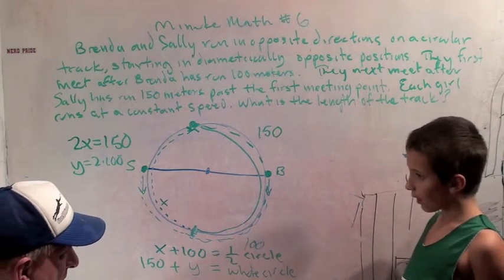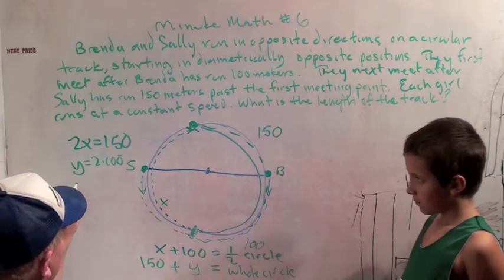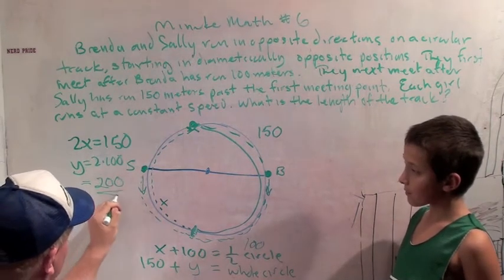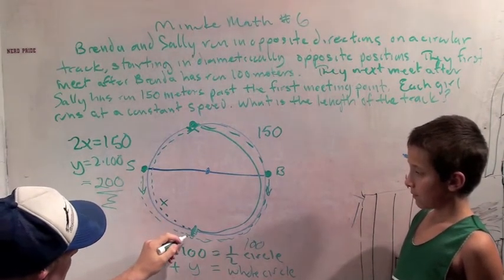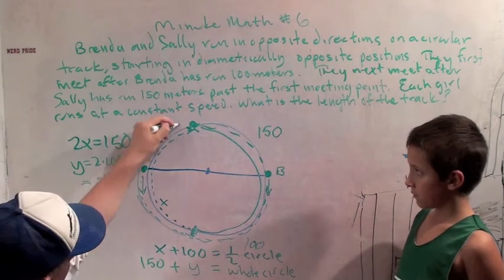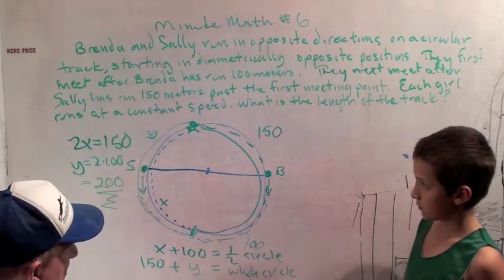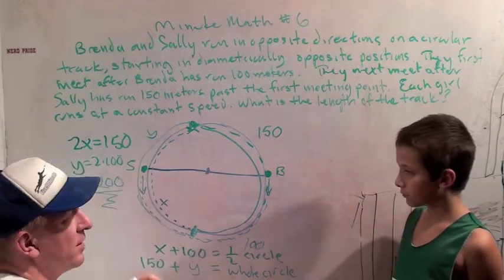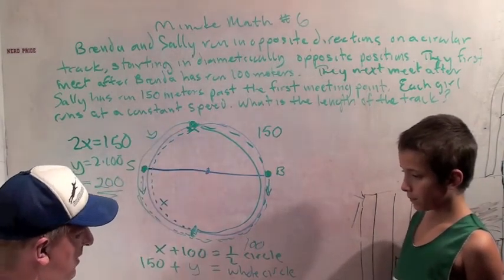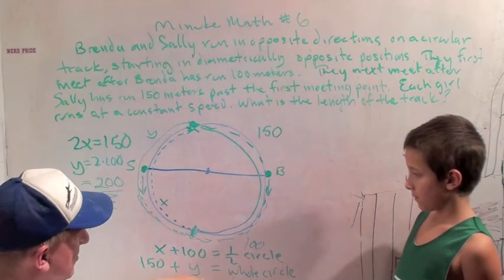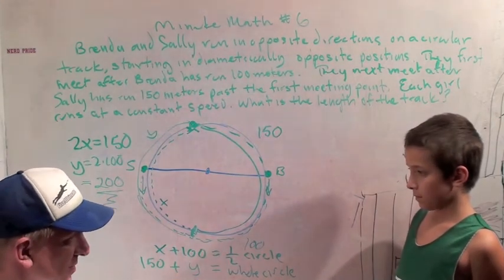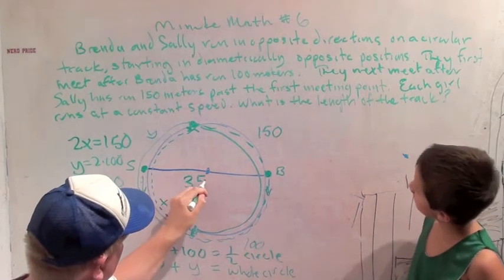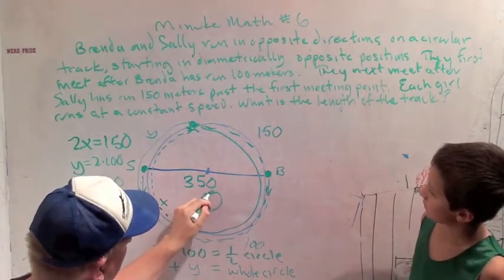Well, if y equals 2 times 100, what's y? Y is 200. I didn't label y. It's this distance here. Y is 200, because the second time they had to run all the way around the circle together. Well, that tells us that 150 plus 200 is equal to the whole circle, 350. So the whole circle is 350 meters all the way around.